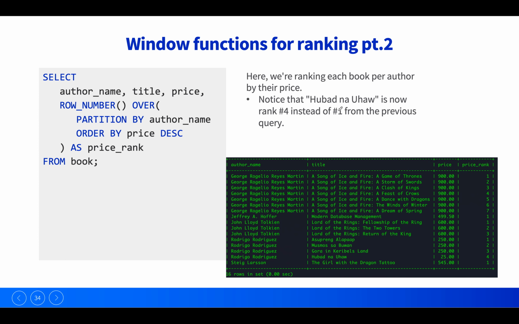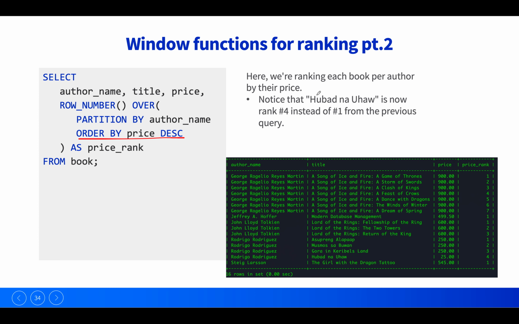So to rank each book now, let's say by author, but we want to rank them by price, we can provide an order by statement within the window function, right? So within the over statement. So we want to number these books and we want to order them by price in descending order, right? If we were to provide that order by statement, we will have a different result set.